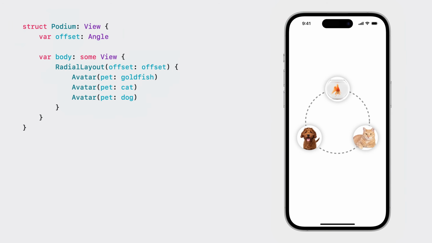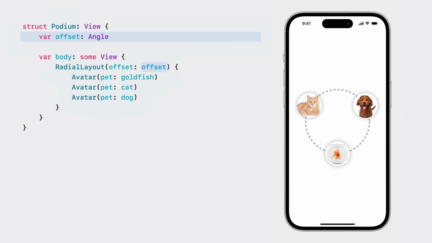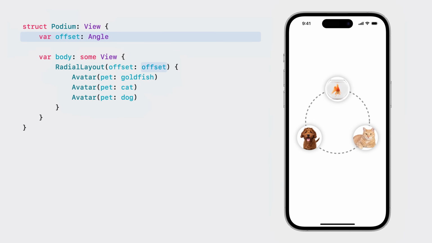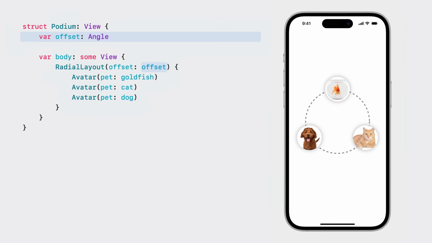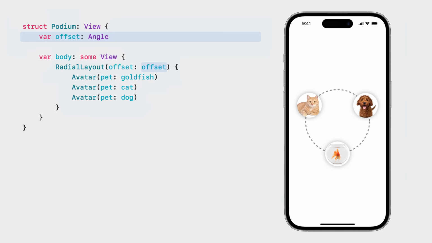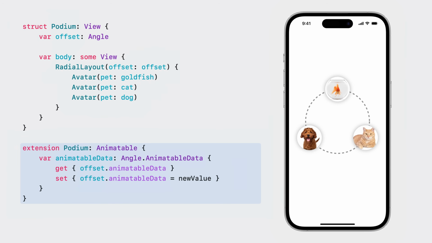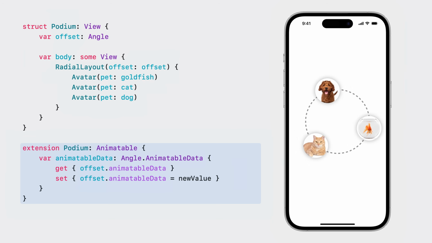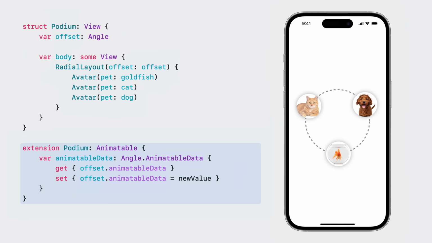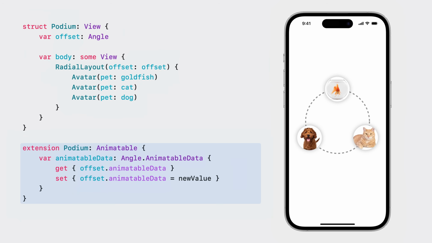Consider the pet podium view, which distributes its subviews along the arc of a circle using a custom radial layout. By default, changing the offset angle within an animation animates the pet avatars to their new positions along a straight line. Notice how the pets are taking a shortcut and trespassing on the interior of the circle? That's not what I want. Instead, I want my avatars to animate along the perimeter of the circle. I can get this effect by conforming podium to animatable and using the offset angle as its animatable data.